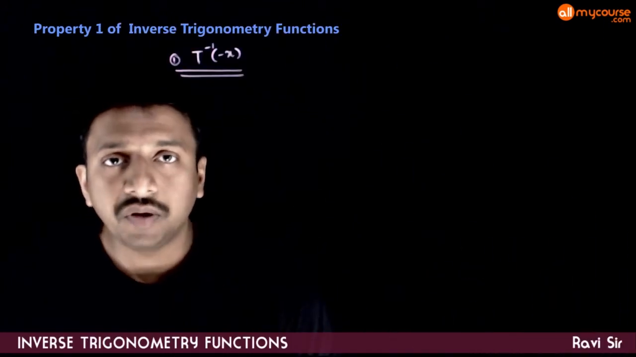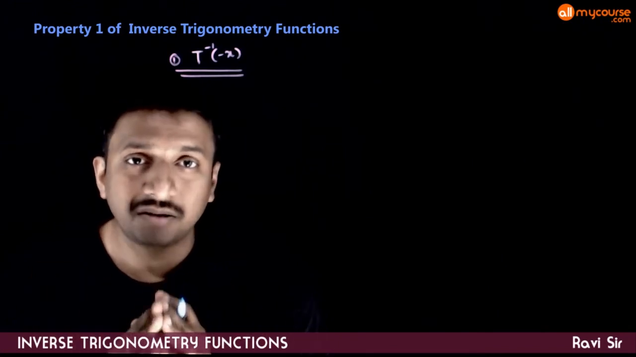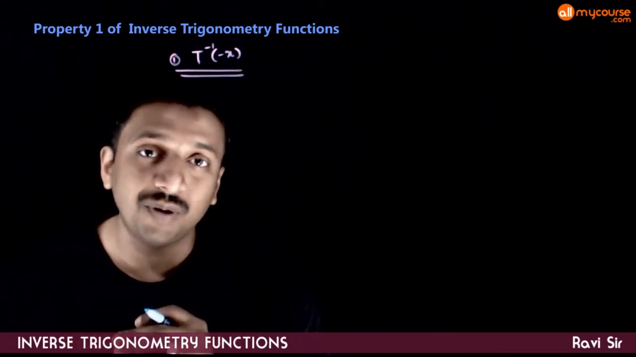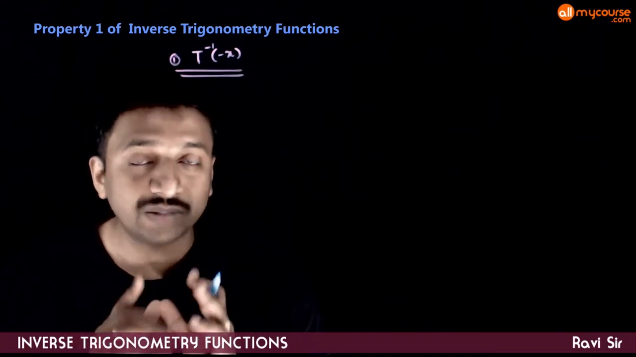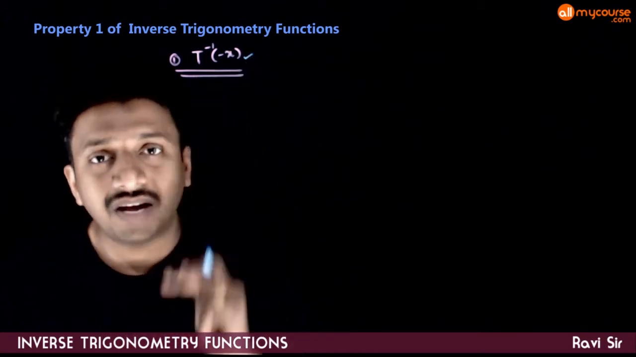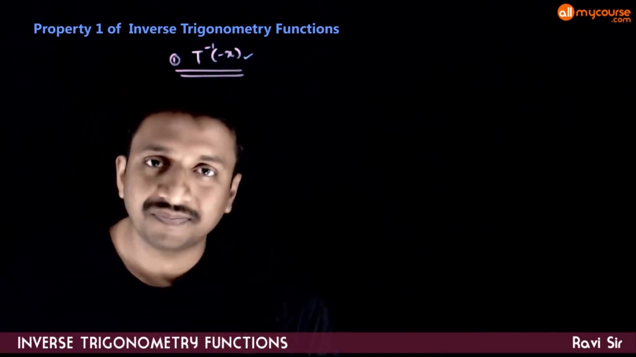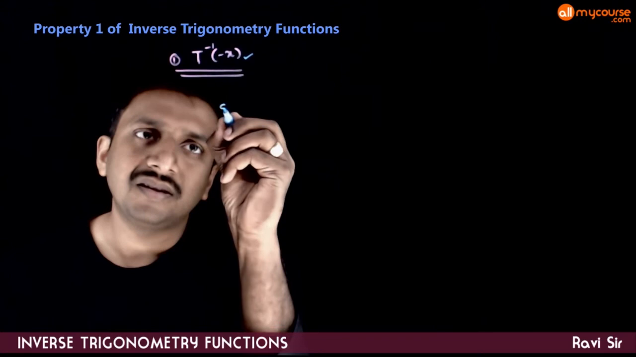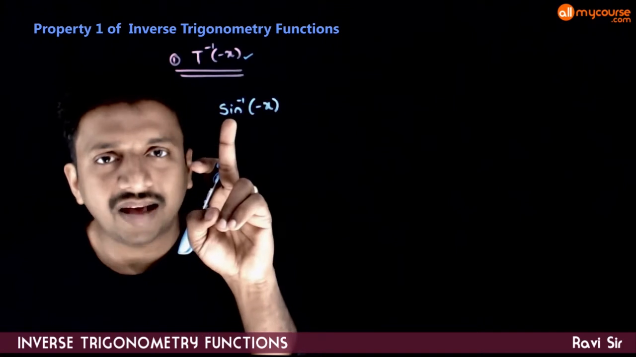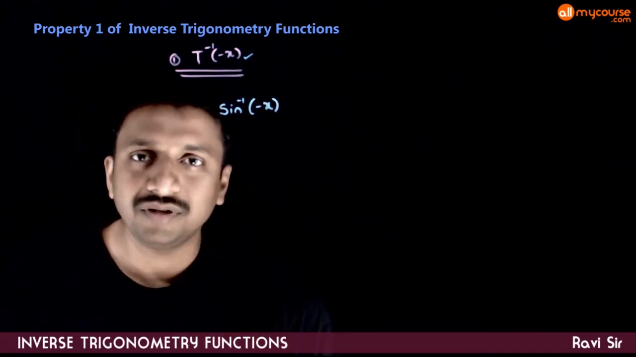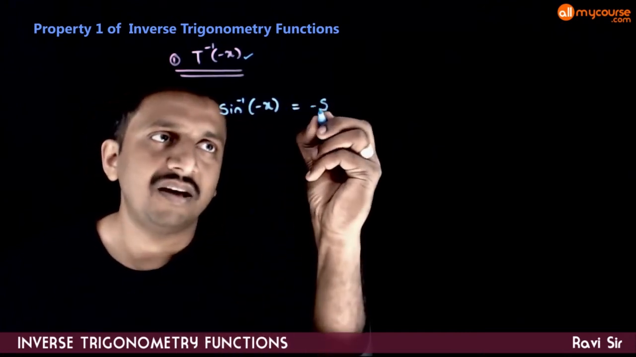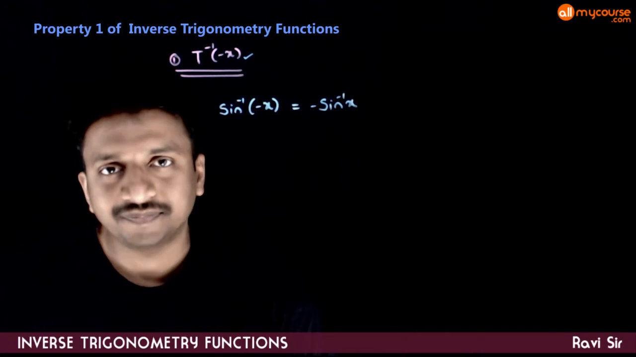So let us now look at some of the standard properties, or methods of standard simplification, of inverse trigonometric functions. The first property that we are going to look at is how to simplify the inverse function corresponding to minus x. It is sine inverse of minus x. Whenever you have sine inverse of minus x, how do you simplify it? The formula is sine inverse of minus x is minus sine inverse x.